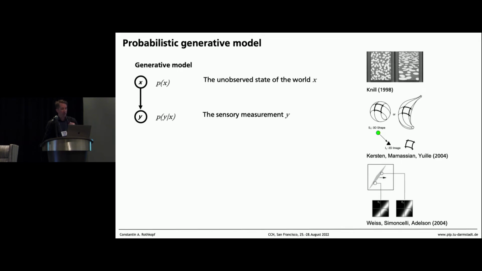So the idea of the generative model here is, well, there is some unobserved state of the world, right? The distance of an object, the shape of an object, the identity of an object, let's say the speed of an object in the world, and you don't have direct access to this quantity. So that's the latent state of the world, and for the purpose of this tutorial, we'll use the notation that is common in optimal control, that's what we call X. And then we have a sensory measurement, and the generative model tells you how this comes about probabilistically from the latent state of the world.